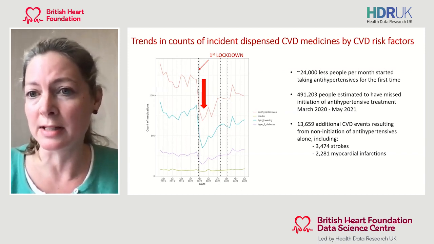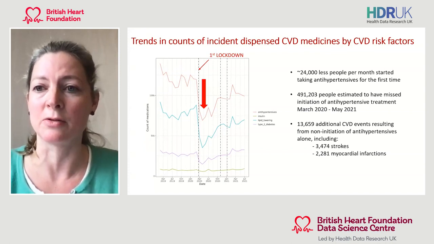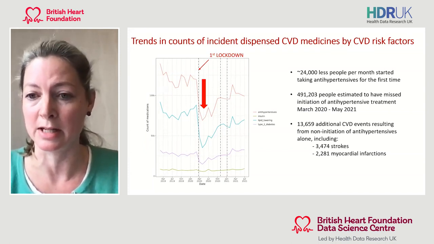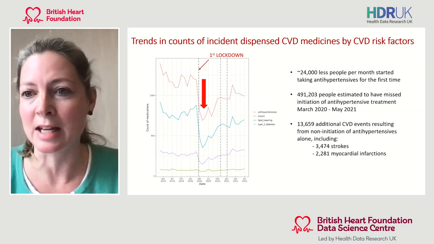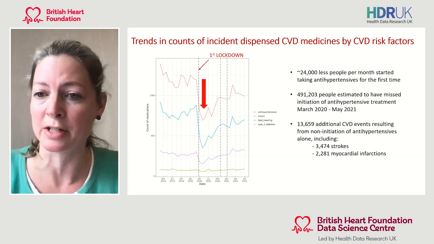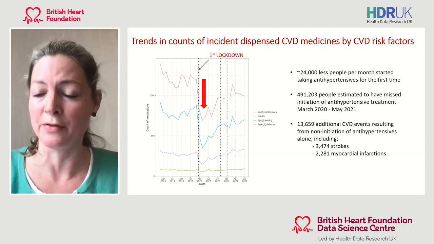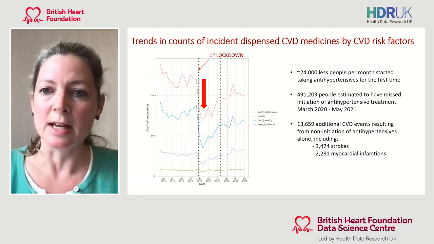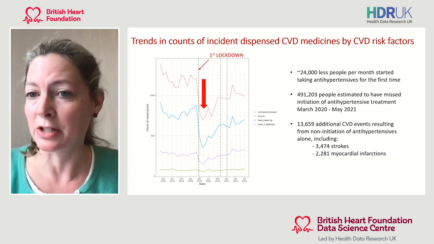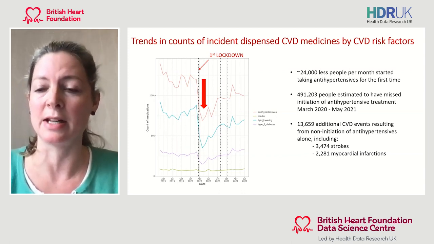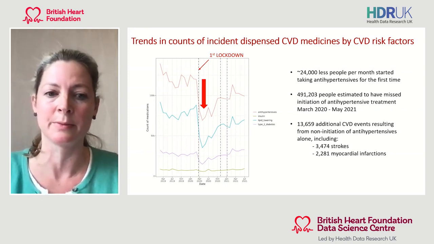And accumulating that across the study period, we found that almost 500,000 people were missed and should have been commenced on antihypertensive treatment through the period of March 2020 to May 2021. Now, because the impact of cardiovascular medications on cardiovascular events is well established from previous research from clinical trials, we were able to model what the effect of that missed medication would mean for future cardiovascular disease events. And so we estimate that missed treatment of antihypertensives alone would lead to a future additional 13,659 CVD events, including almost 3,500 strokes and almost 2,300 myocardial infarctions.